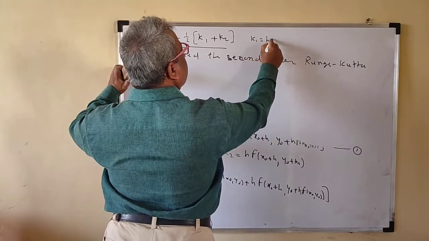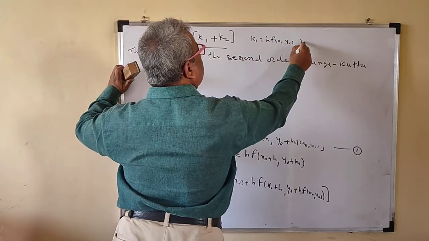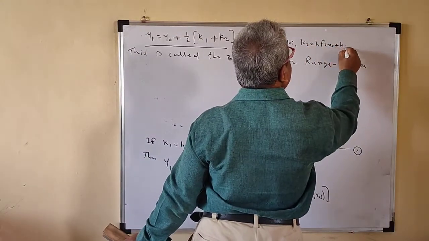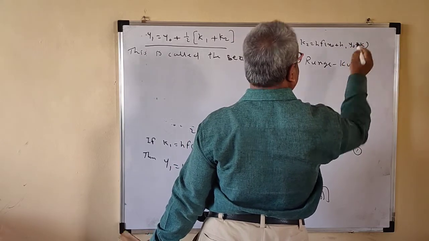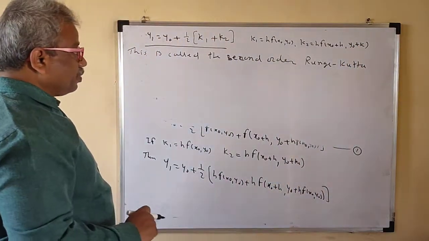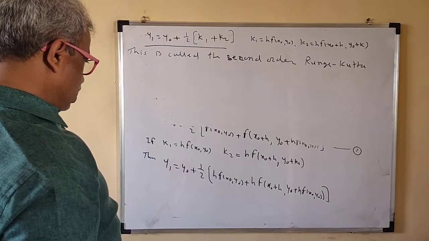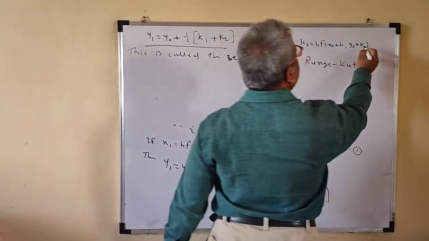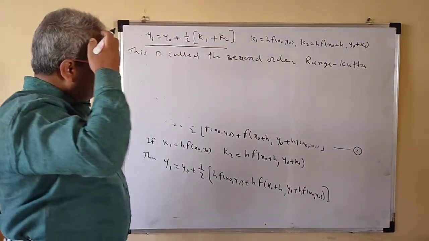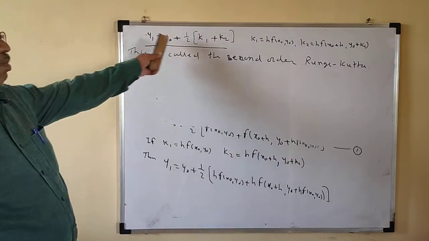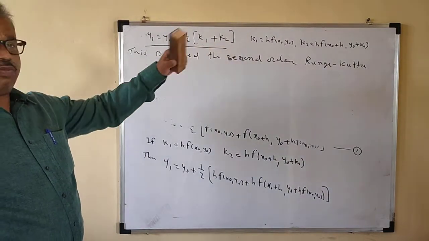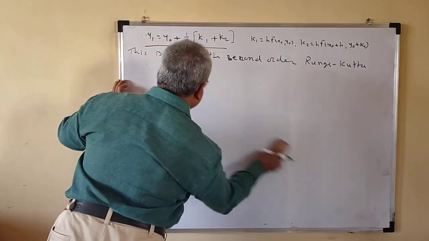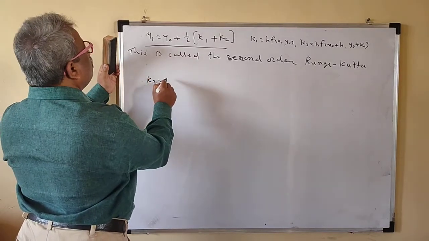So k1 you have to remember is h f of x naught, y naught, and k2 is equal to h f of x naught plus h, y naught plus k1. Okay, so this you have to remember only. y1 is equal to y naught plus 1/2 times k1 plus k2. Okay. So you may write this is what k2 is equal to. This you can find k2 now.